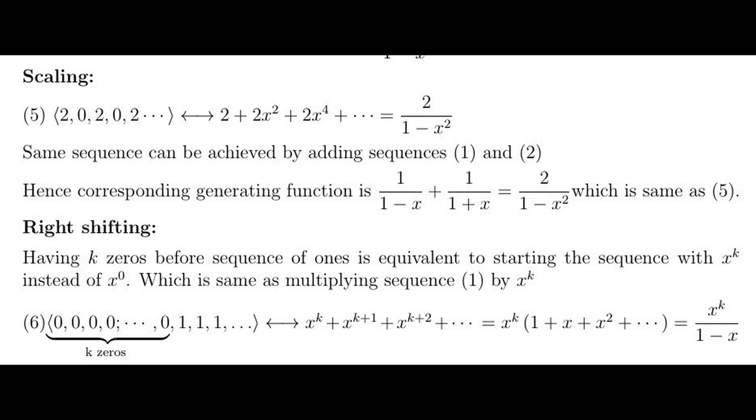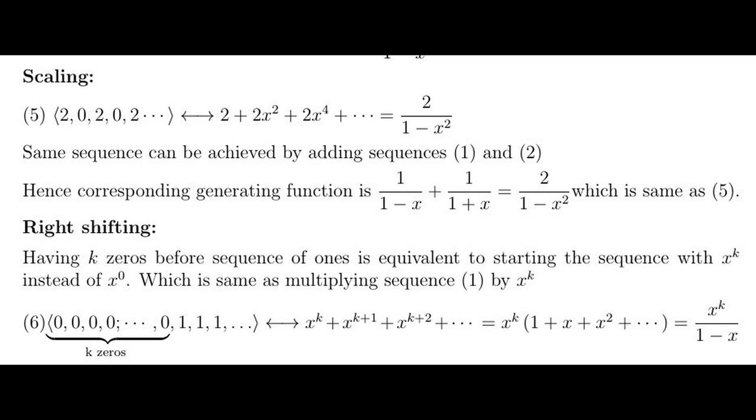The same sequence we can achieve by adding sequence 1 and sequence 2. So when we add 1 upon 1 minus x plus 1 upon 1 plus x, we get 2 upon 1 minus x square, which is same as the sequence 5. So we can perform the algebra of generating functions, and we can correspondingly perform the algebra of sequence, and then they match. That is what we are experiencing by this scaling. If we multiply the sequence by a real number, the corresponding generating function also is multiplied.